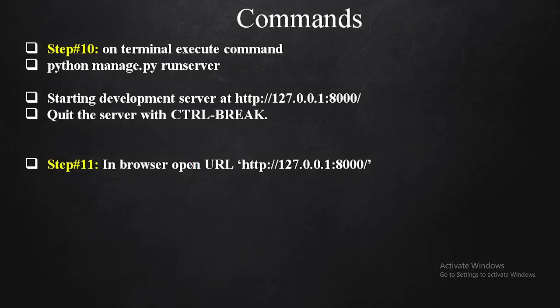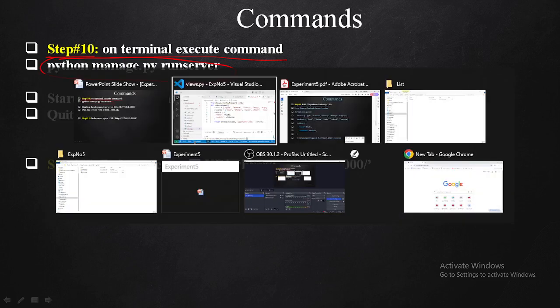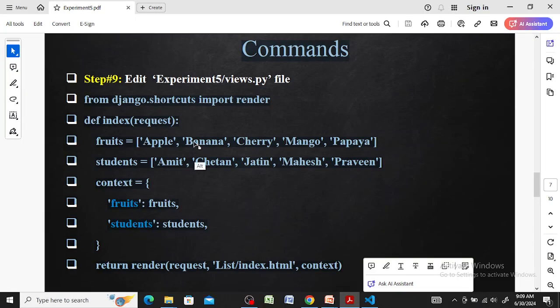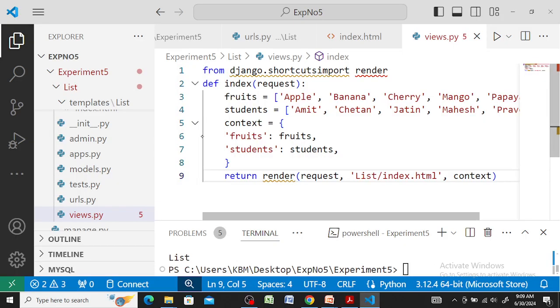Now next is step number 10. On terminal, execute a command. Which command? This command we have to execute: python manage.py runserver. Now the code is ready for execution and we have to execute it.